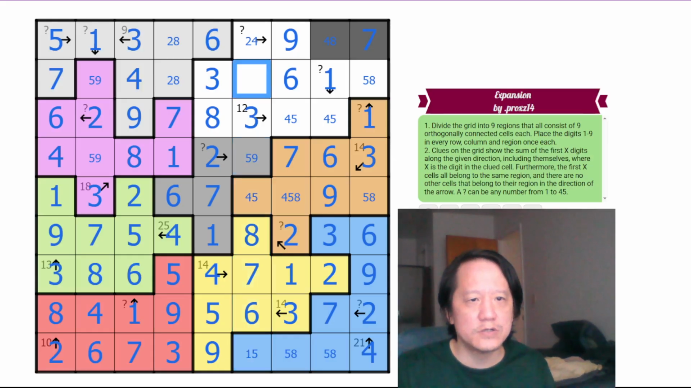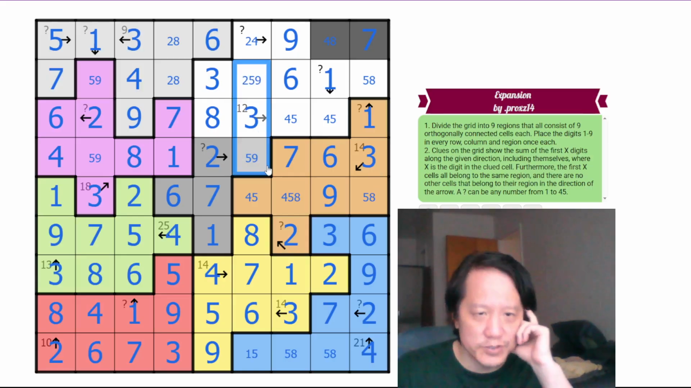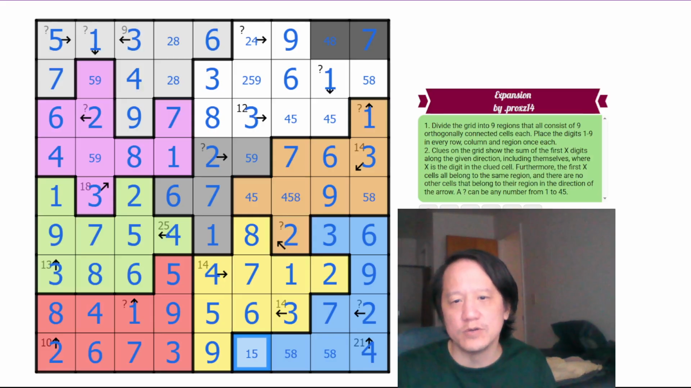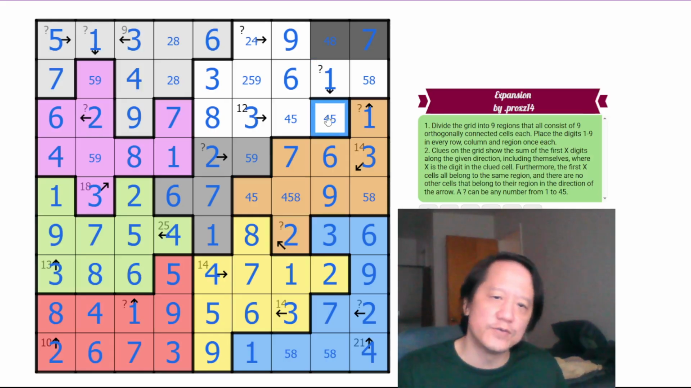Remaining digits here are 2, 5, 8, and 9. No 8 here because of 8 in the column. We have a 2, 4, 5, 9. This is a 5, 8 pair here in row 9, so this must be 1. This is a boundary here. So this is a different region than this.